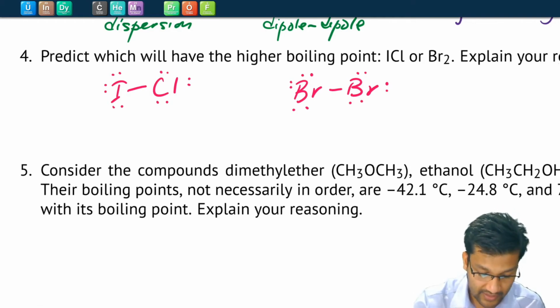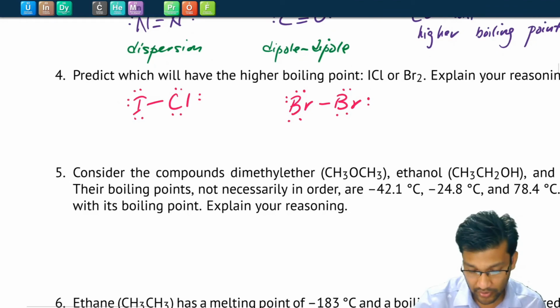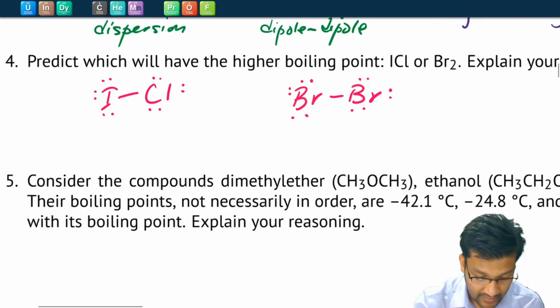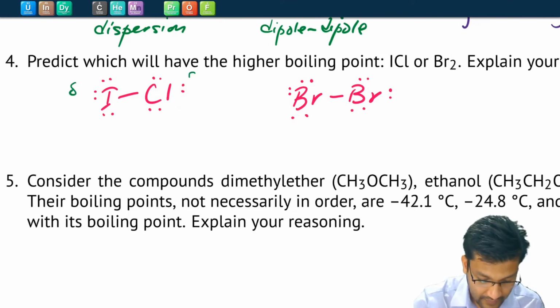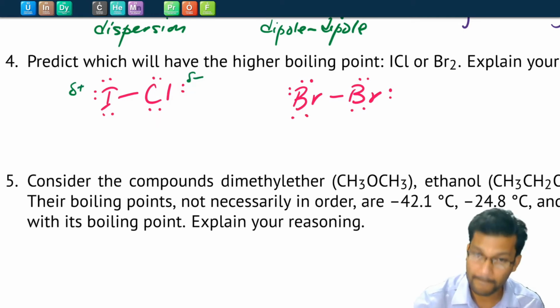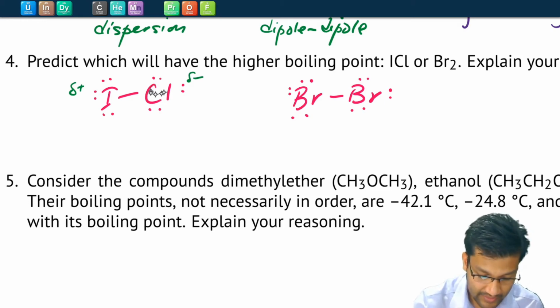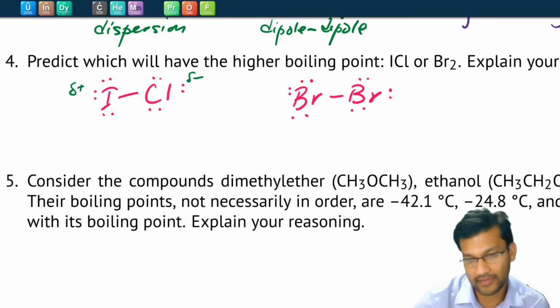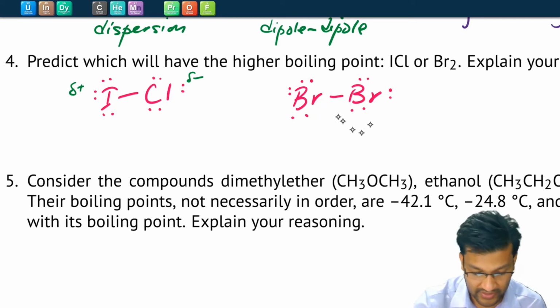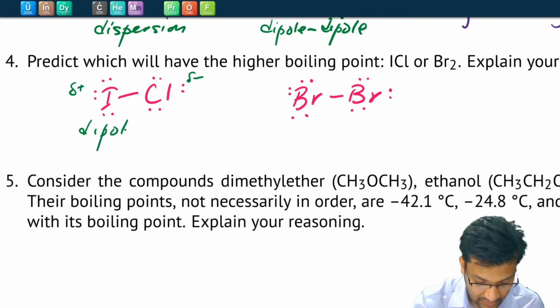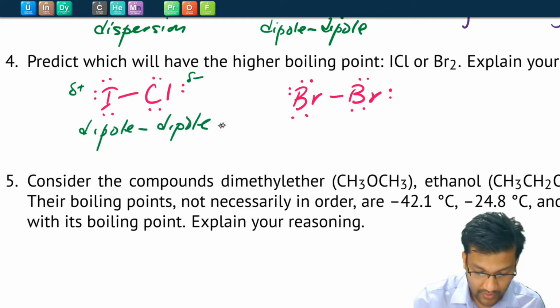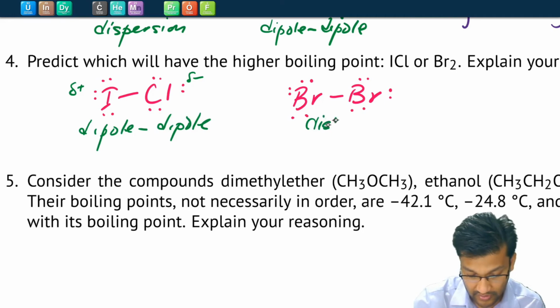But let's look at their interactions. They don't have ion-dipole interactions or hydrogen bonds because there are no ions and no hydrogens. But ICl will have a slight, if tiny, dipole moment. Why? Because chlorine is slightly more electronegative than iodine. In the case of bromine here, both atoms have the same electronegativity, so there's no dipole moment. So this will have some dipole-dipole interactions regardless of how small, whereas this will have just dispersion.